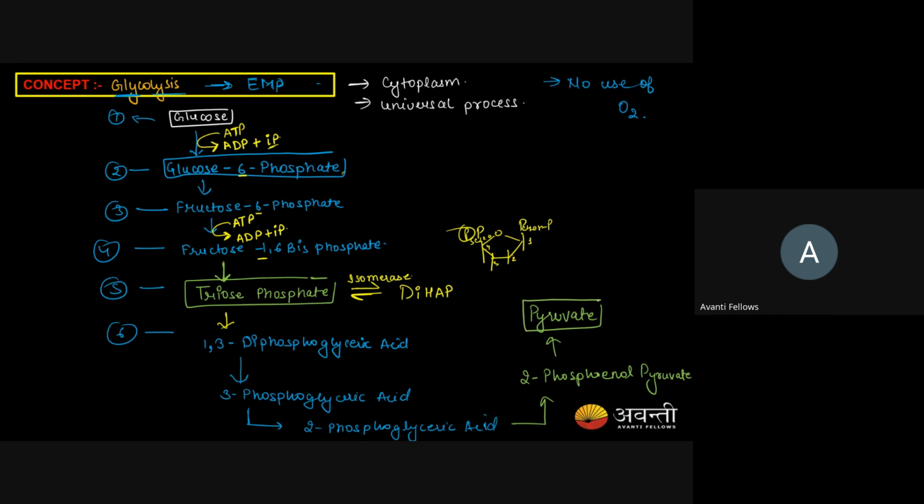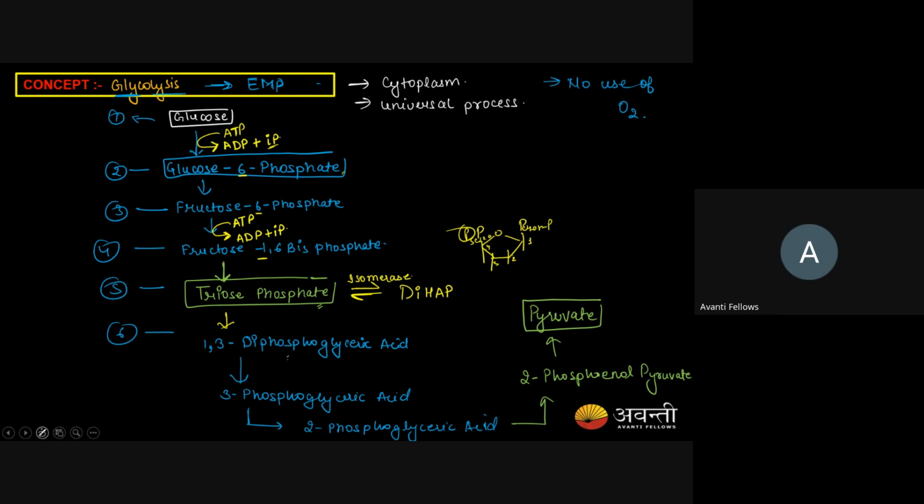No, it's not necessary, Anu. It's not necessary to write all the two names. You can write it according to your choice. If you feel triose phosphate is easy, then you can remember it. If you feel 1,3-diphosphoglyceric acid is easy to remember, then you can do it. You can also write triose bisphosphate. The choice is yours. Okay, ma'am. Thank you.